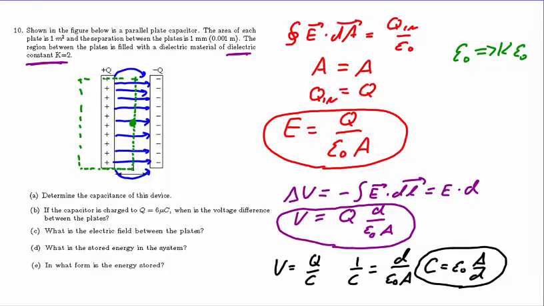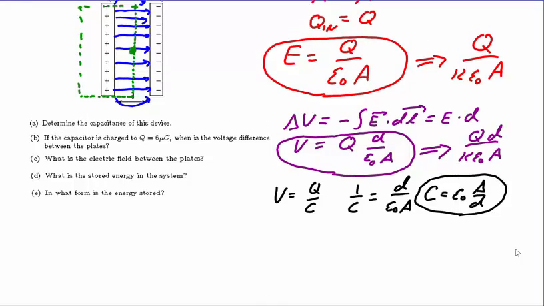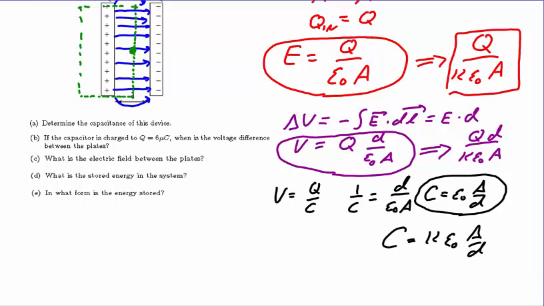Meaning that we can repair the electric field to be Q over K epsilon naught times the area. We can repair the voltage to be Qd over K epsilon naught area. And finally, we can repair the capacitance to be K epsilon naught area over d. These final three formulas that I'm placing in a box are the ones that we're going to use to calculate the result.